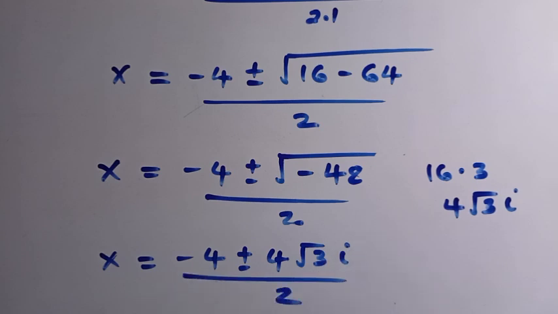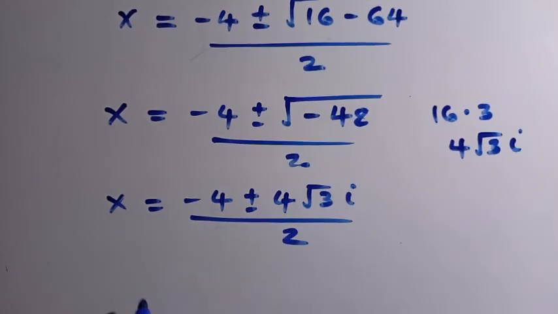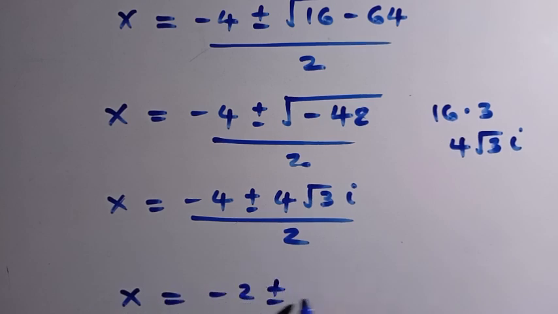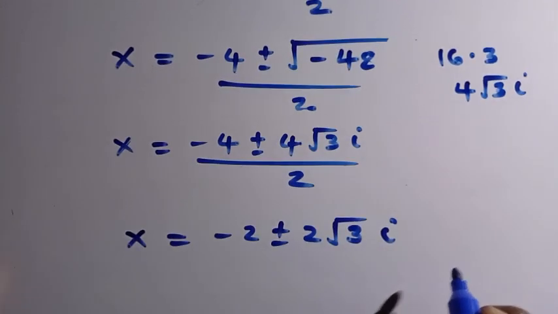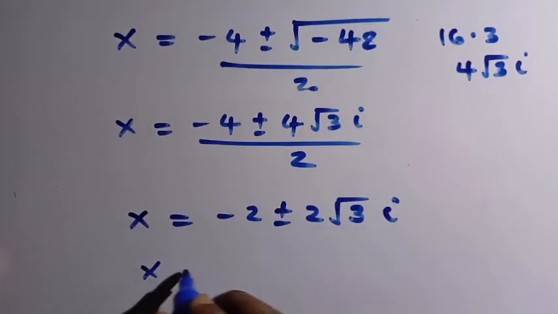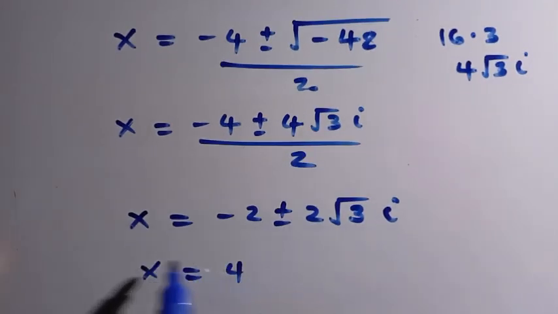And then we divide both sides by 2, because 2 can go into 4 and it also goes into this 4. Here we have x equals minus 2 plus or minus 2 root 3 i. So these are the complex solutions for this. We have the real solution as well, which is x equals 4, making 3 complete solutions.